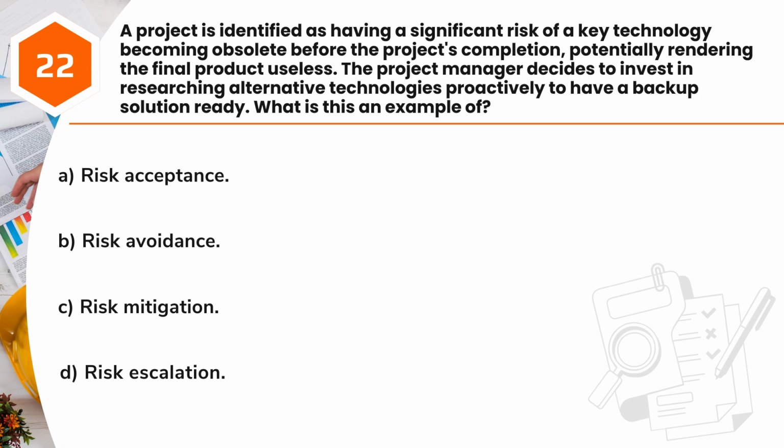Question 22. A project is identified as having a significant risk of a key technology becoming obsolete before the project's completion, potentially rendering the final product useless. The project manager decides to invest in researching alternative technologies proactively to have a backup solution ready. What is this an example of? A. Risk acceptance. B. Risk avoidance. C. Risk mitigation. D. Risk escalation.